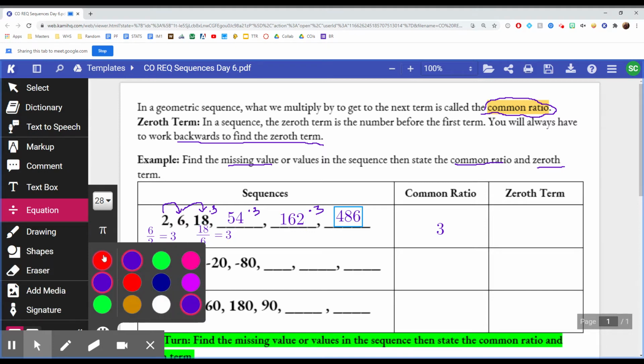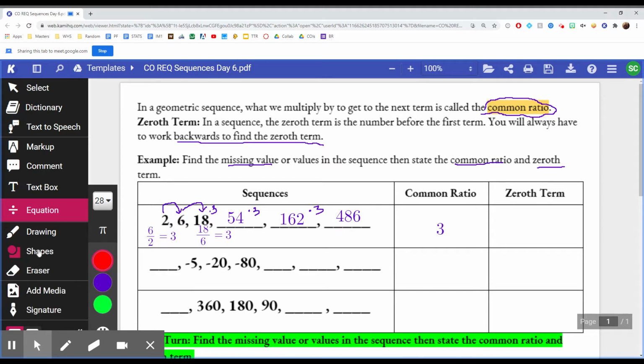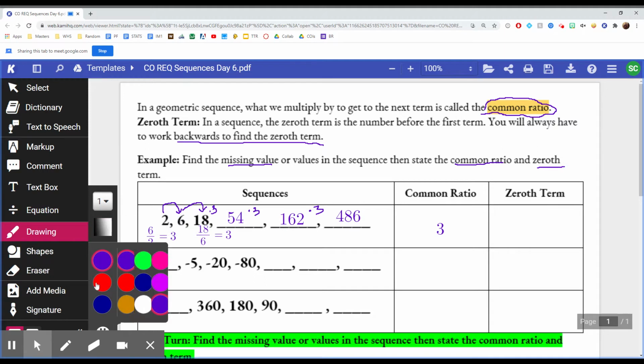Now all we have left is to identify our zeroth term. To do that, we need to find the number before. So what is the number before the first term? Again, we do the opposite. If the common ratio is multiplying by 3, then we're going to divide by 3.